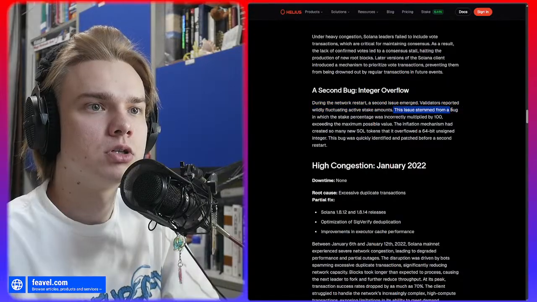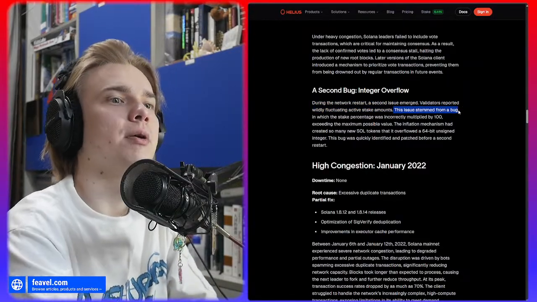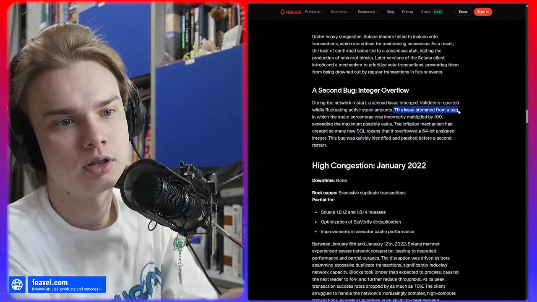Integer overflow. This issue stemmed from a bug which stakes this and that.